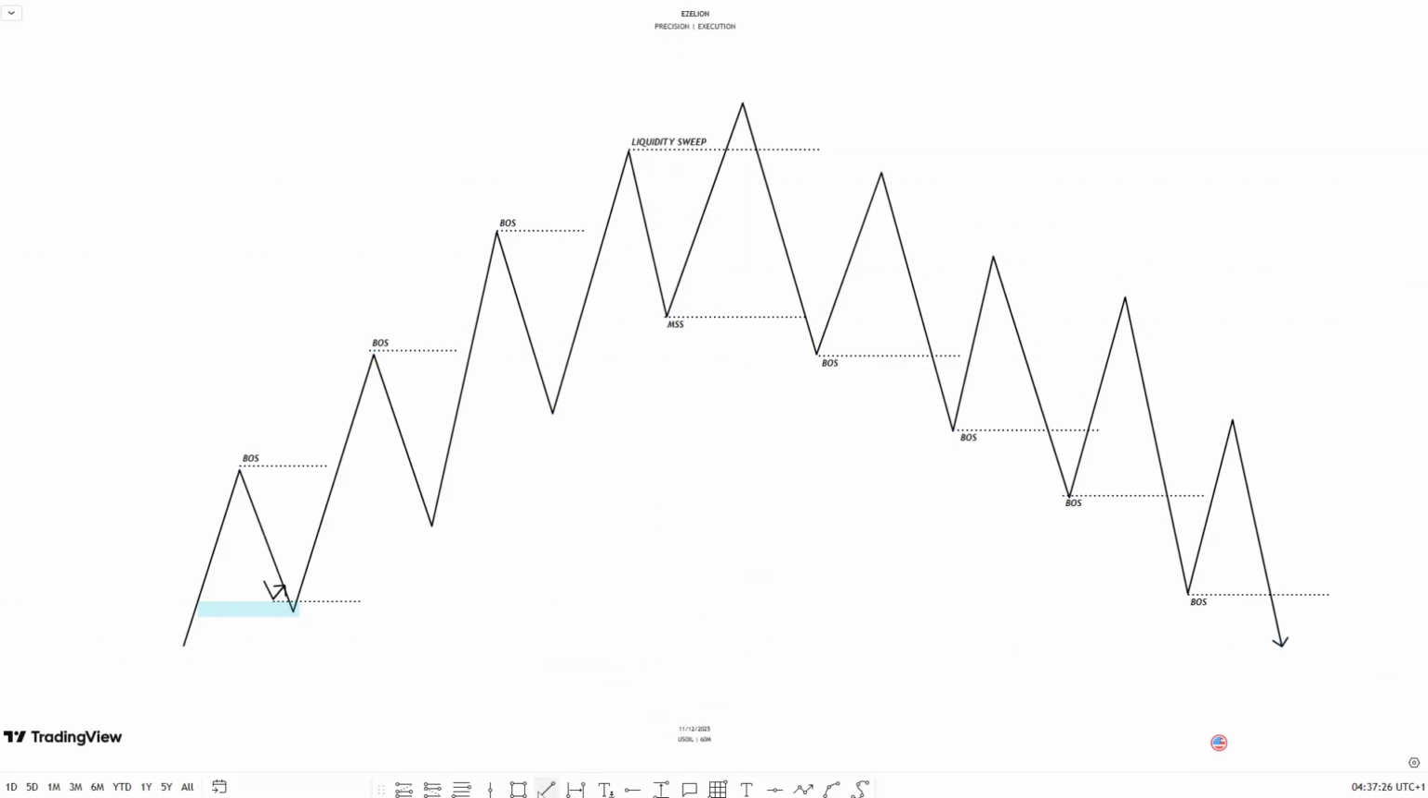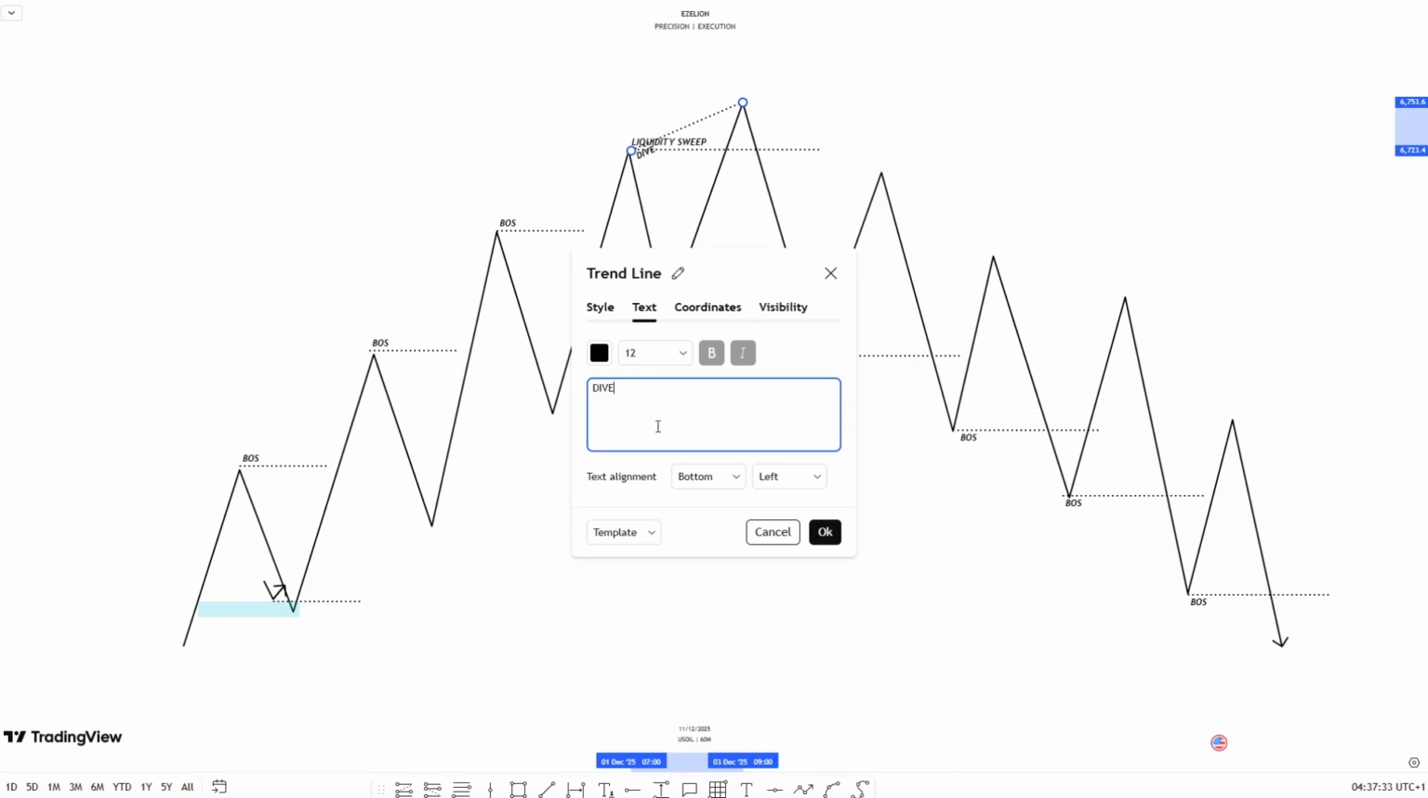Now something else I always look for, which is not compulsory, but if you can see it, it makes it high probability, is divergence with the correlated pair.